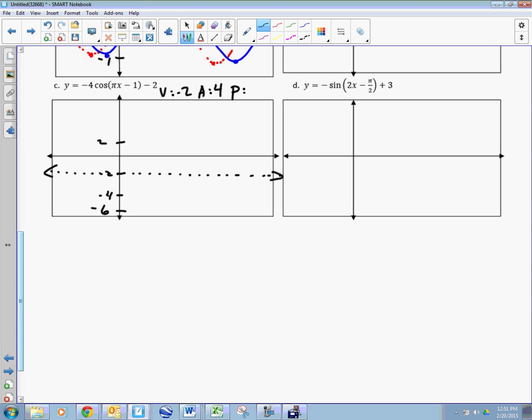What is the period in this case? Y. Very good. So your period is 2. B is the number in front of the X.